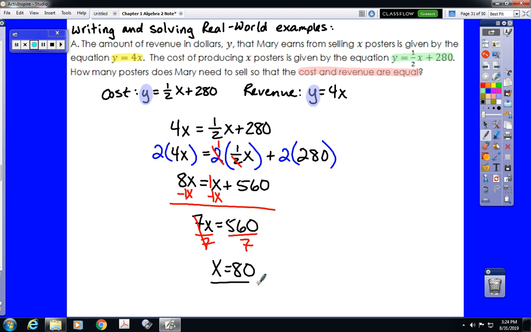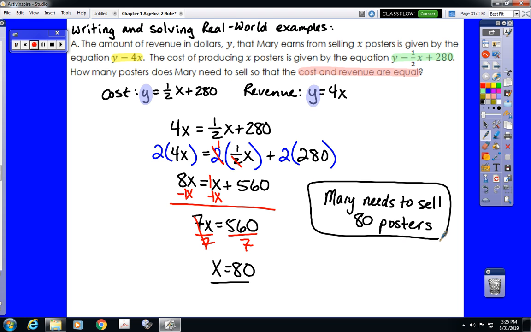Now this is a word problem, so the expectation is that you are giving a word answer. You would say, Mary needs to sell 80 posters. The expectation is that you are answering the question that was asked with a complete thought, which probably means one sentence. All right, let's do another one.